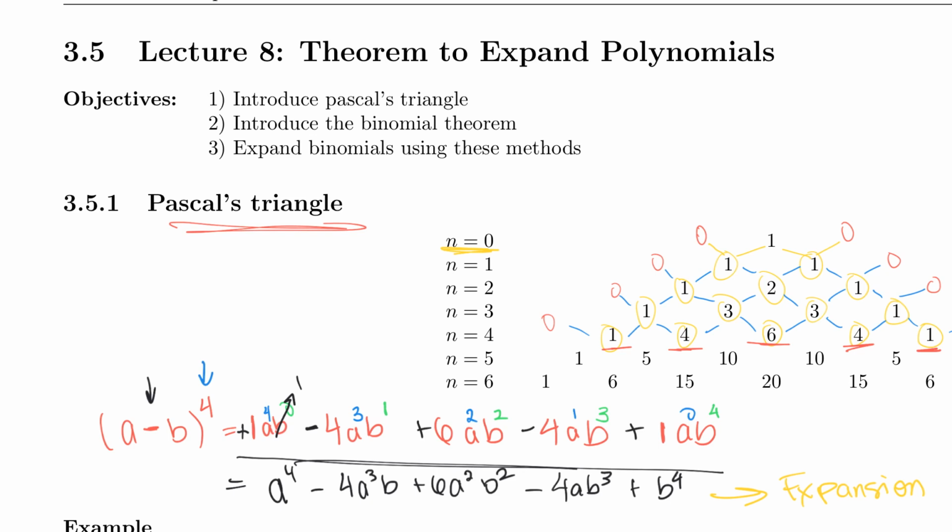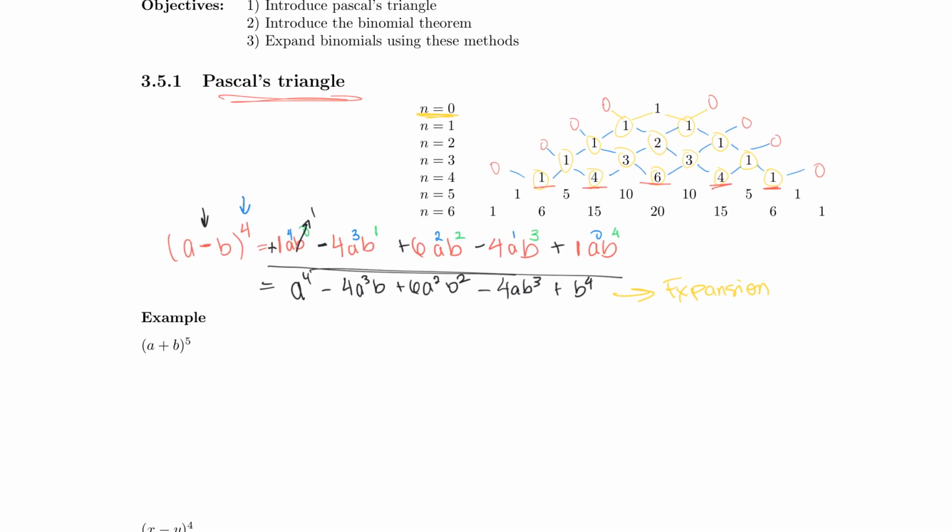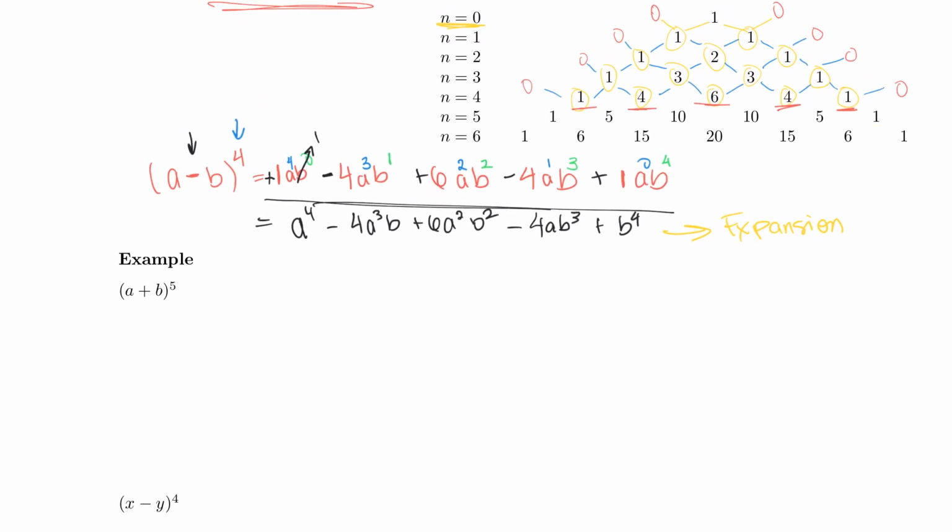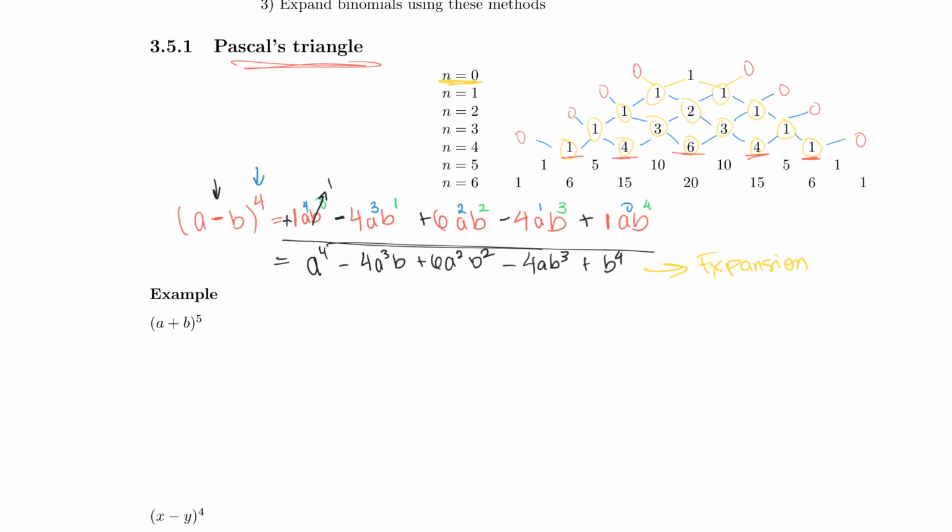And how do we do it? We did it using Pascal's triangle. Okay, so let's do some exercises so we can practice this concept. Here we have (a + b) to the power of 5.